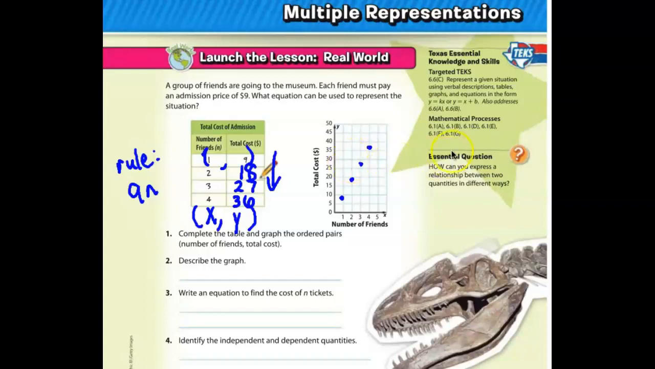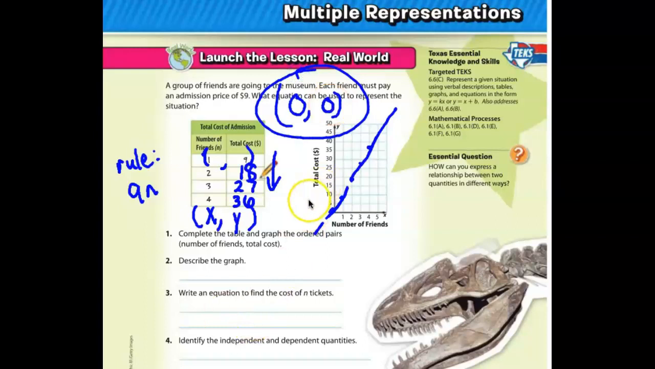Okay. Now, if I had 0 friends, 0 times 9 is going to be 0, right? So actually, 0 friends would be 0 money. So no friends, no tickets. And if I were to connect all of these, describe the graph. What do we see that is the graph? That is linear, but also the fact that it goes through the origin is very important for us to make note of. So it's linear and it goes through the origin.